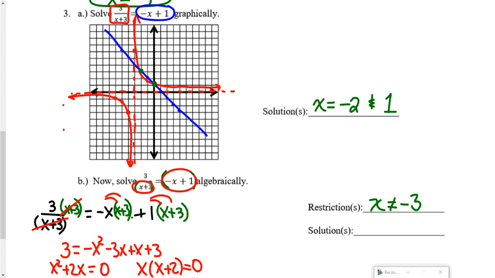So when I solve this, my first factor gives me x equals 0, and my second factor gives me x equals negative 2. I checked to be sure neither one of those is on my restriction list, and they're not. So it looks like x equals 0 and x equals negative 2 are my solutions. Now remember, I just solved the same problem algebraically and graphically, so I should get the same answer.